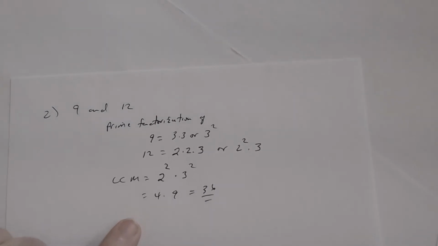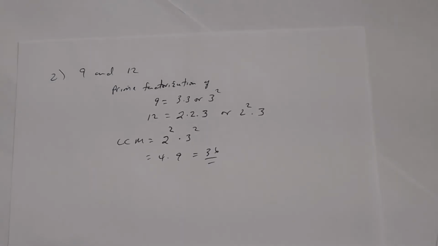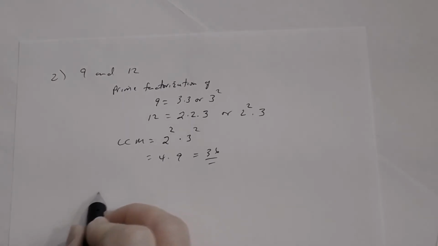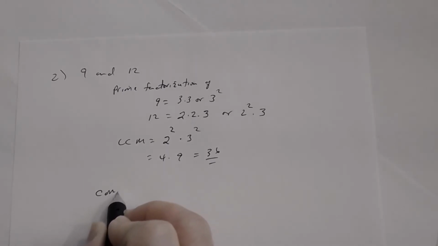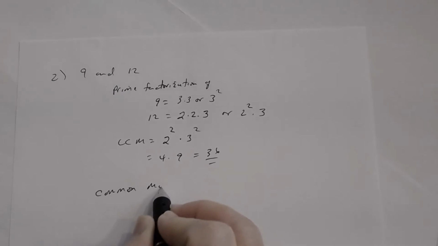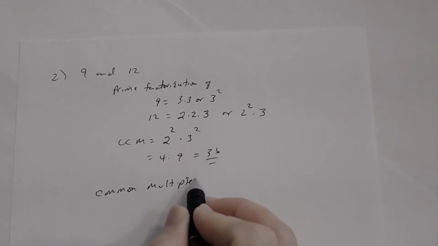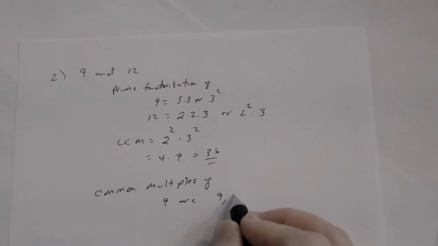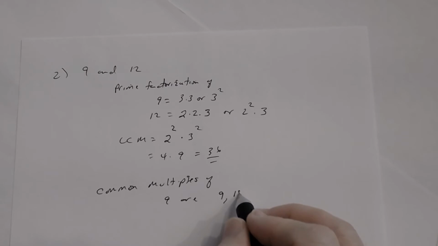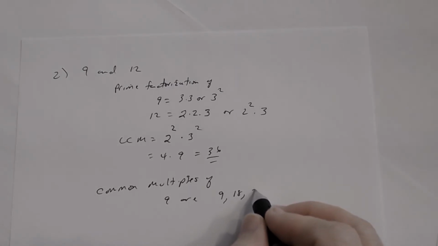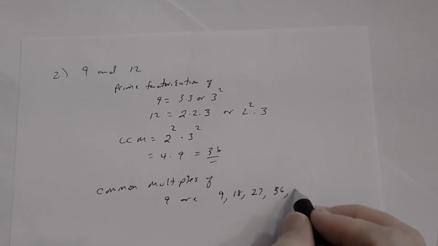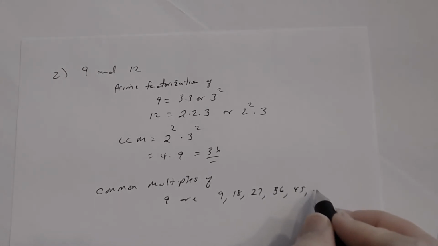So that's the least common multiple, 36. All right, and then let's look at this in terms of common multiples. So the common multiples of 9 are 9 times 1 is 9, 9 times 2 is 18, 9 times 3 is 27, 9 times 4 is 36, 9 times 5 is 45, and so on, right?